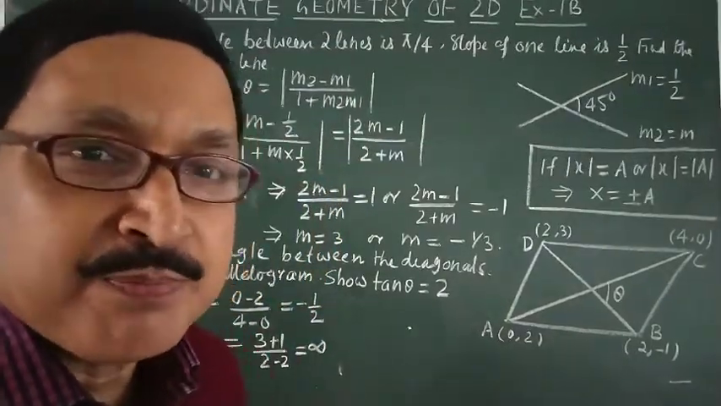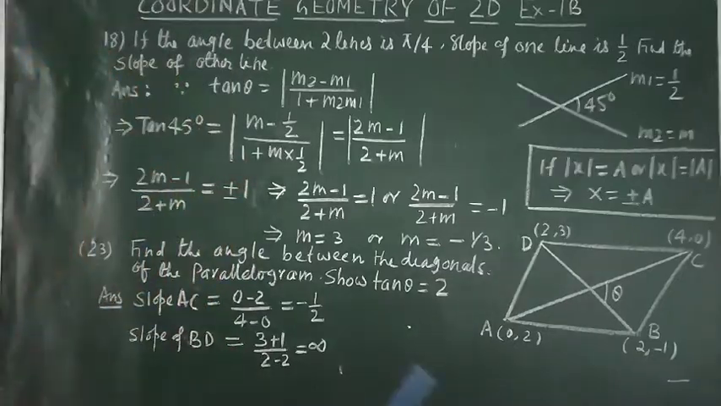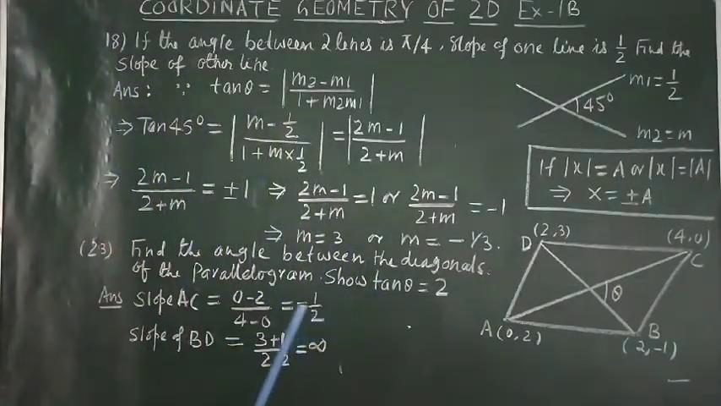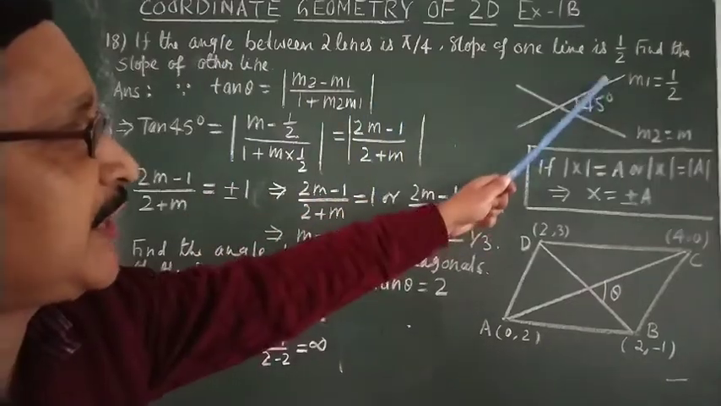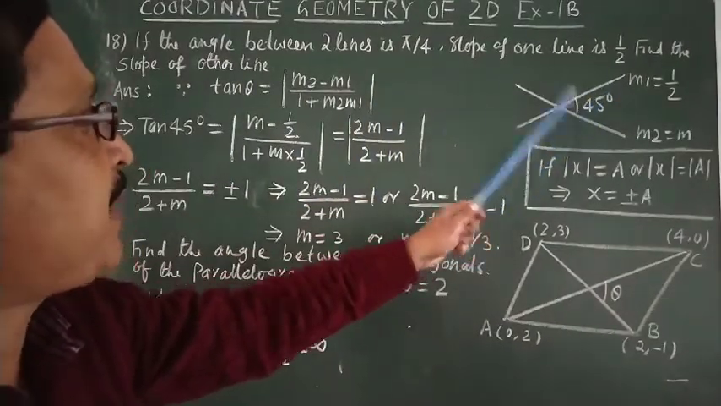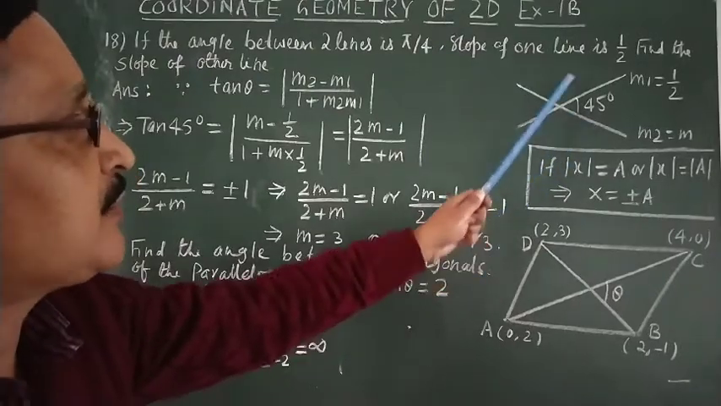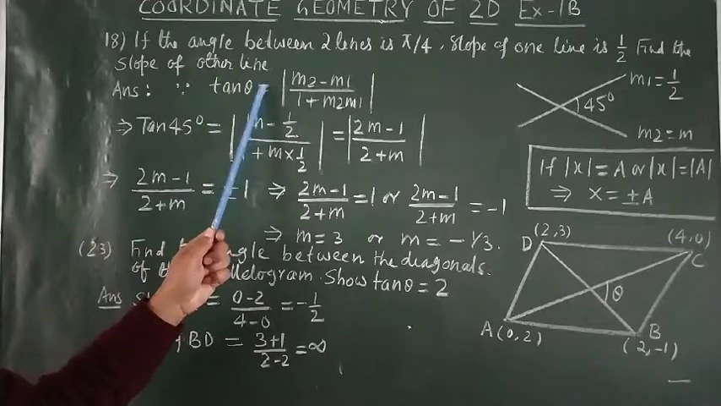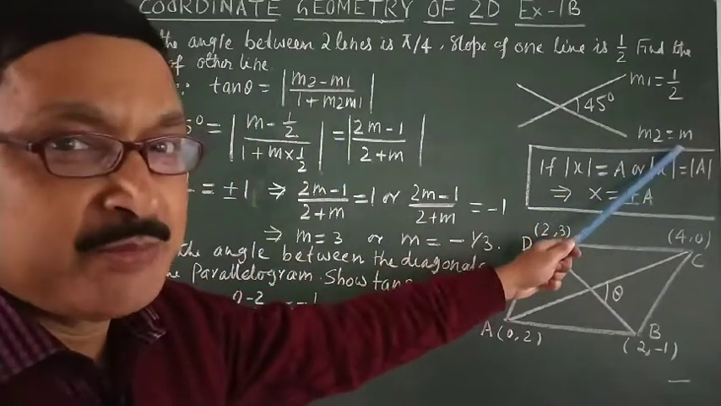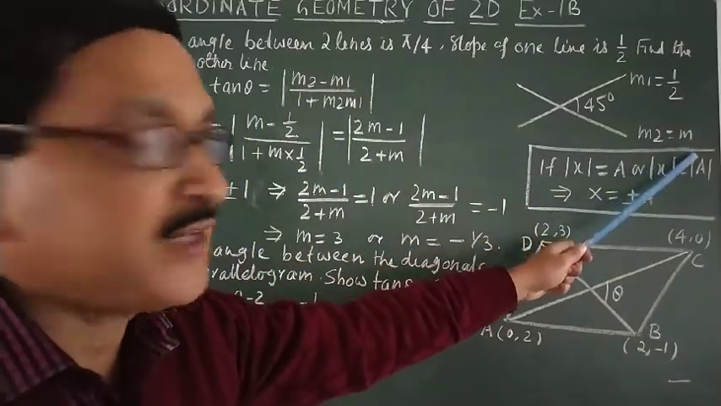The remaining problems are being discussed. This is the 18th problem. If the angle between two lines is pi by 4, that is 45 degrees, and the slope of one line is 1 by 2, find the slope of the other line. Let the slope of the other line be m2, which is equal to m for convenience.